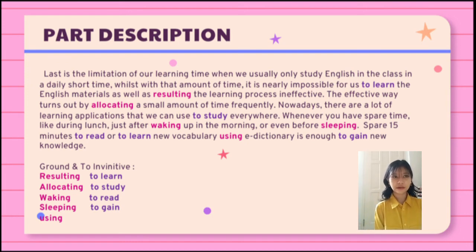Class is the limitation of our learning time. We usually only study English in class for a daily short time. With that amount of time, it is nearly impossible for us to learn the English materials, resulting in an ineffective learning process. The effective way turns out to be allocating a small amount of time frequently. Nowadays, there are a lot of learning applications that we can use to study everywhere. Whenever you have spare time, like during lunch, just after waking up in the morning, or even before sleeping, sparing 15 minutes to read or to learn new vocabulary using a dictionary is enough to gain new knowledge.